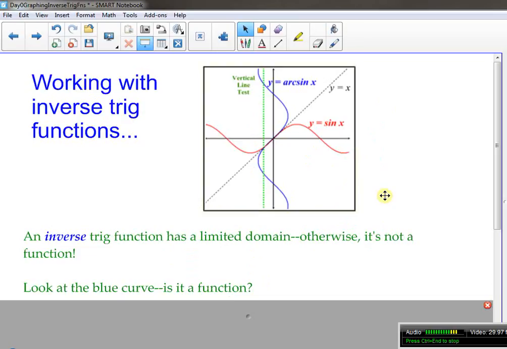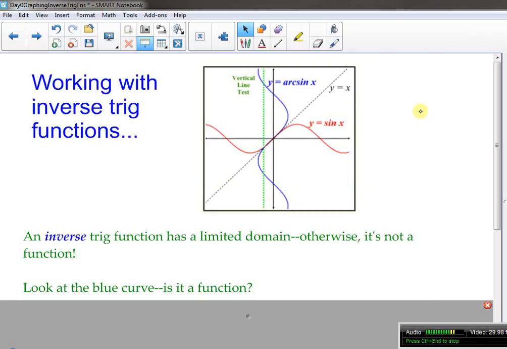Okay, let's look at that red curve. Focus your eyes on the red curve. The red curve is just a regular sine of x, like we learned how to graph and work with. And then to find its inverse, we reflect it over that diagonal y equals x line. And so you can see that visually the reflection of everything in red is the curve in blue. The problem with the curve in blue is it's failing that vertical line test in a big way.